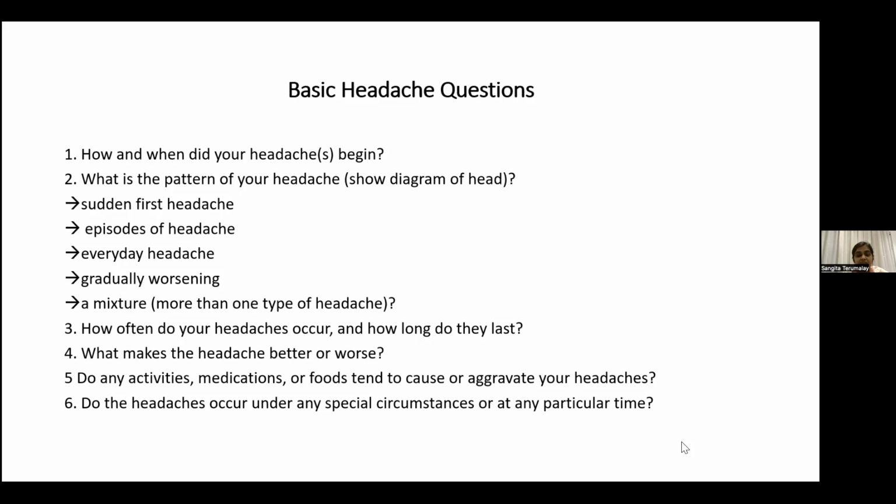It'll be good if they have a headache diary, but now most children probably already have a smartphone, and there are many headache apps in which they can annotate when their headache started and when the headaches ended.